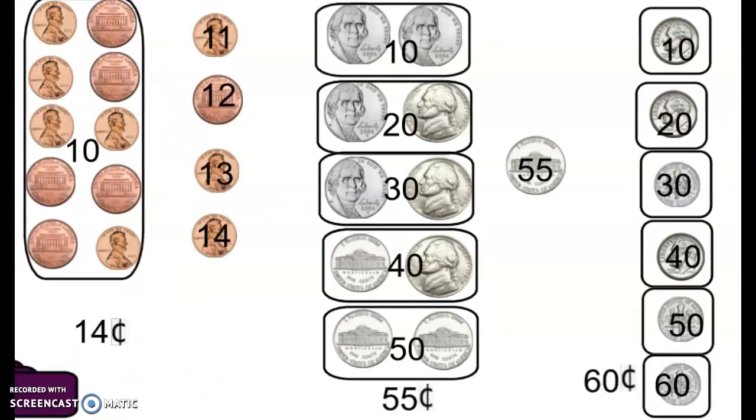So I want you to go see if you can get a group of coins and do exactly what I did. Break them into their different types of coin, put them into groups of 10, and then count and see how many you have in cents of each of the different coins. Have fun counting.